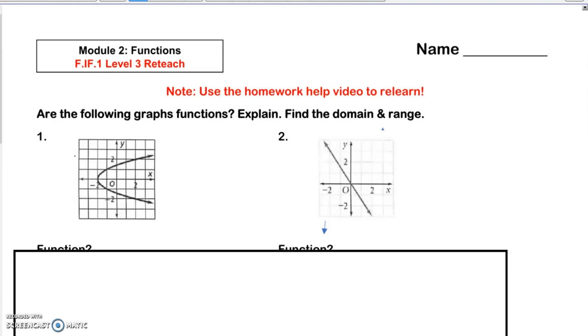Today we're doing Module 2, Functions, F.IF.1, Level 3, Reteach. Are the following graphs a function? Explain the domain and range.